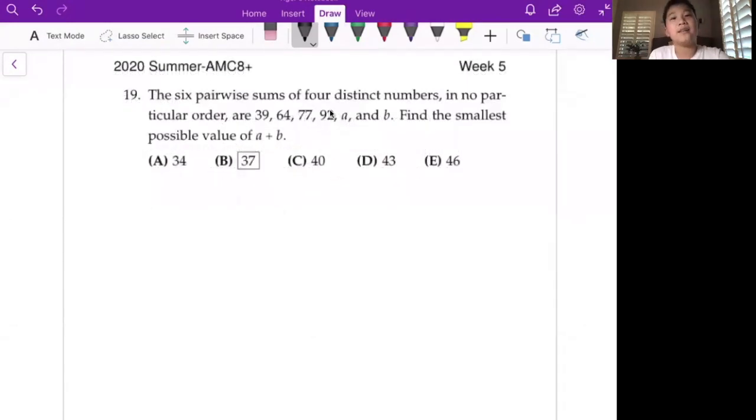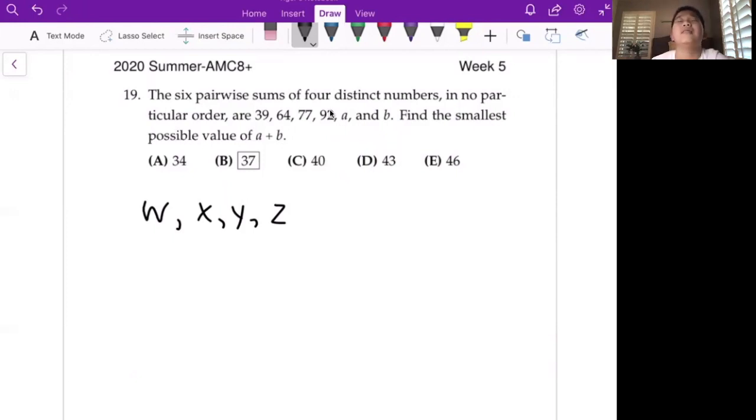Problem 19. The 6 pairwise sums of 4 distinct numbers in no particular order are 39, 64, 77, 92, A, and B. Find the smallest possible value of A plus B. Okay, so let's set some variables for the 4 numbers. Suppose they are W, X, Y, and Z. So then, what do we want? A and B, we want them to be the smallest.